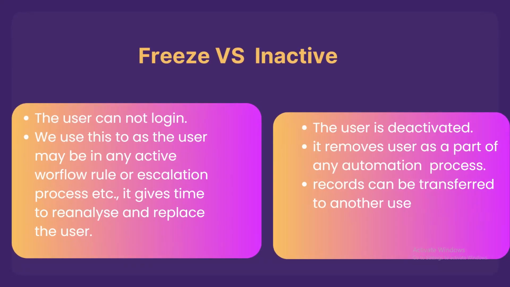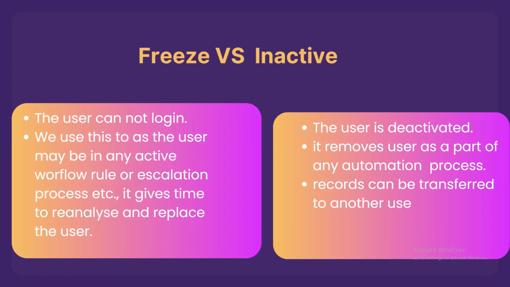Now, what is the difference between freeze and deactivate or an inactive user? The difference is that whenever we freeze, the user will not be able to log in. We use this whenever a user is in any workflow rules or in a hierarchy which is important and which cannot be just haphazardly stopped. So we use this to take time to manage things so that the process continues without interruption, right?